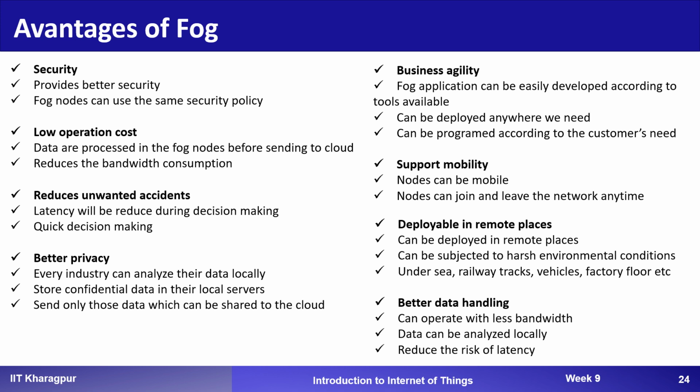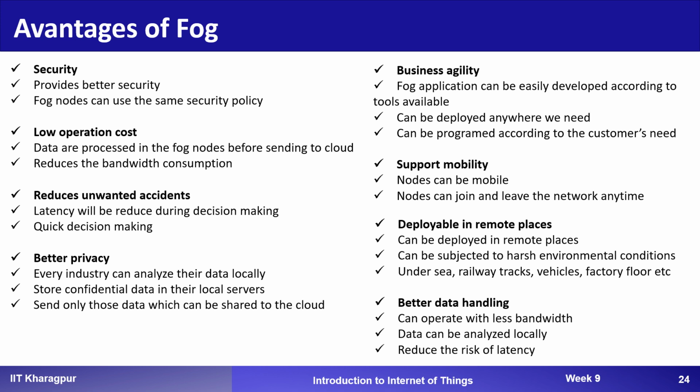The next one is it reduces the unwanted accidents. So latency in case of fog computing is less, due to which quick decisions can be taken, and unwanted accidents can be reduced. Next one is your better privacy. So every industry can analyze their data locally with the help of your fog computing. They can store confidential data at their local servers without sending to the cloud, and send only the data which can be shared, and send the data which is not prone to these security threats to the cloud.